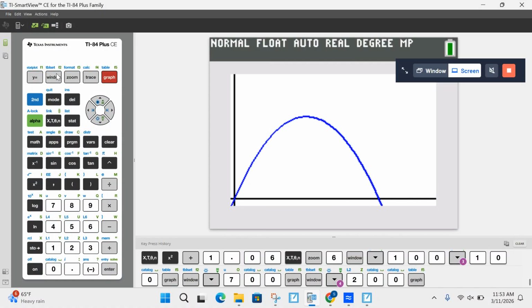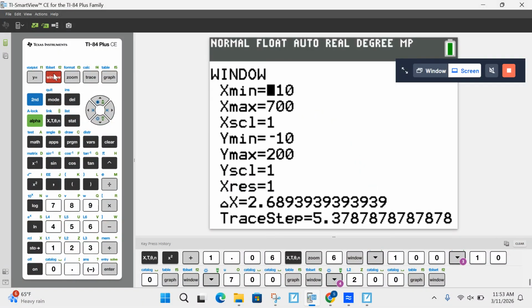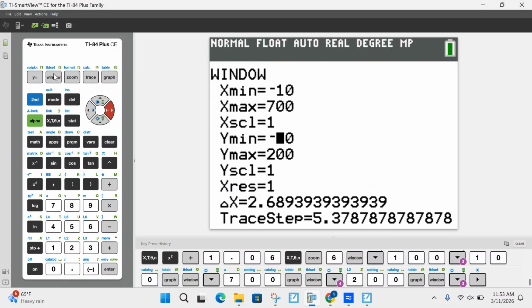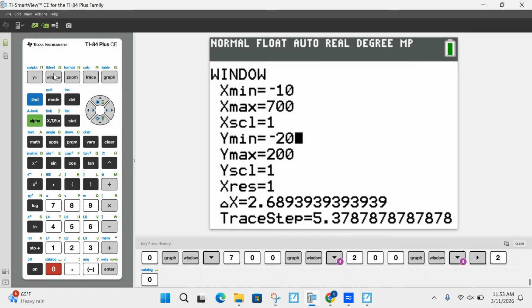So one thing you can do, and you don't have to do this, but with a little bit of foresight, it can make your life easier. I'm going to change my y min to negative 20. That way it goes down a little farther, and I can figure out what the zeros are. All right, so that's my window. If you need to copy it down for your window, it's fine.